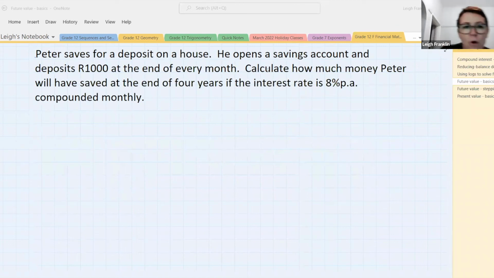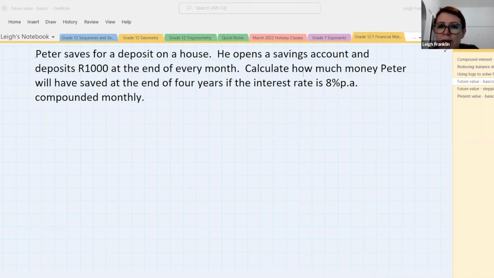Okay, so Inam, you asked for another example. Here we go. Let's have a look at this one. Peter saves for a deposit on a house. He opens a savings account and deposits 1,000 Rand at the end of every month. Calculate how much money Peter will have saved at the end of 4 years if the interest rate is 8% per annum compounded monthly.